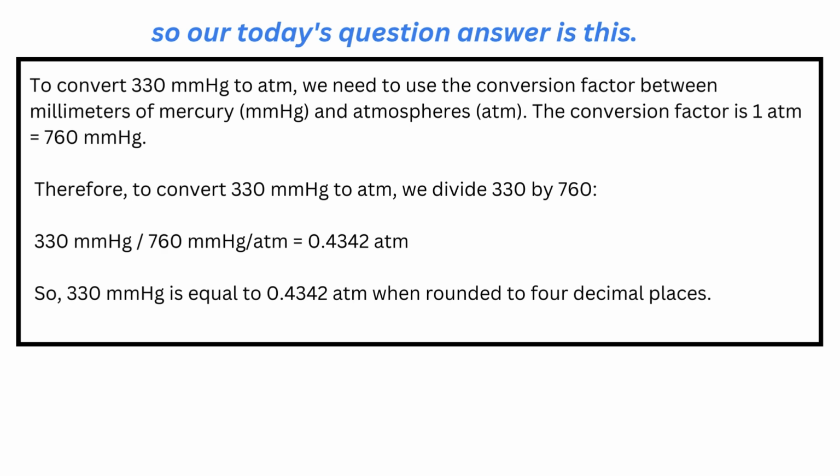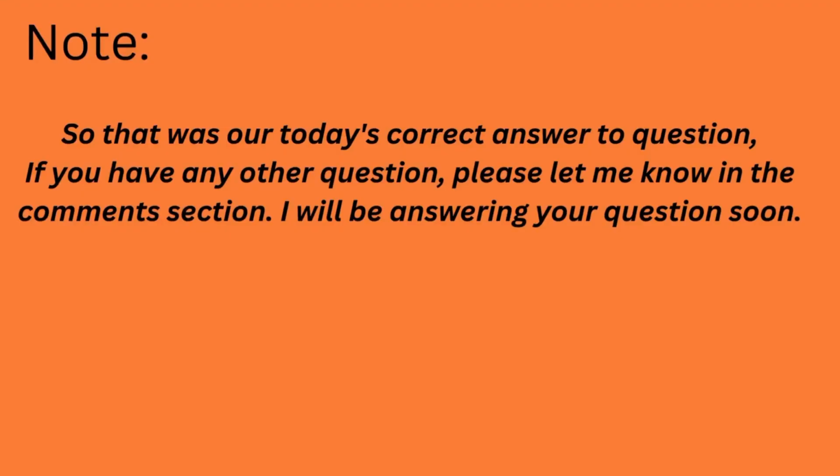330 mmHg divided by 760 mmHg per ATM equals 0.4342 ATM. So 330 mmHg is equal to 0.4342 ATM when rounded to 4 decimal places. So that was our today's correct answer to the question.